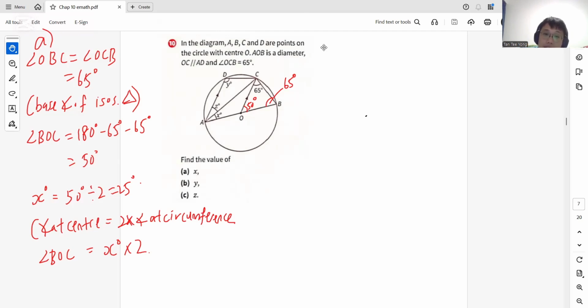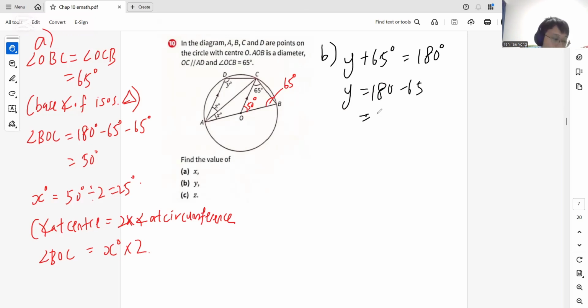So part B over here, this angle y degrees is actually related to this. So how are they related? Angles in the opposite segment. So that means these two angles will add up to 180 degrees. So I can say that y plus 65 degrees is equals to 180 degrees. So y is equals to 180 minus 65, so equals to 115 degrees.